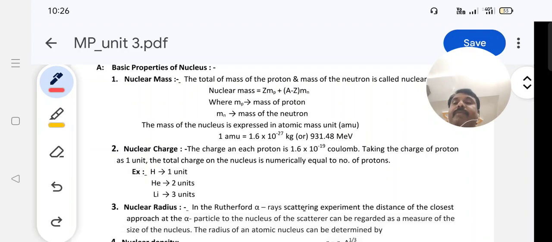For example, a hydrogen atom has a single proton, whereas a helium atom has two protons. Hence, the nuclear charge of hydrogen will be 1 unit, or simply 1.6 into 10 power minus 19 coulomb, whereas for helium it will be twice that value, that is 3.2 into 10 power minus 19 coulomb.